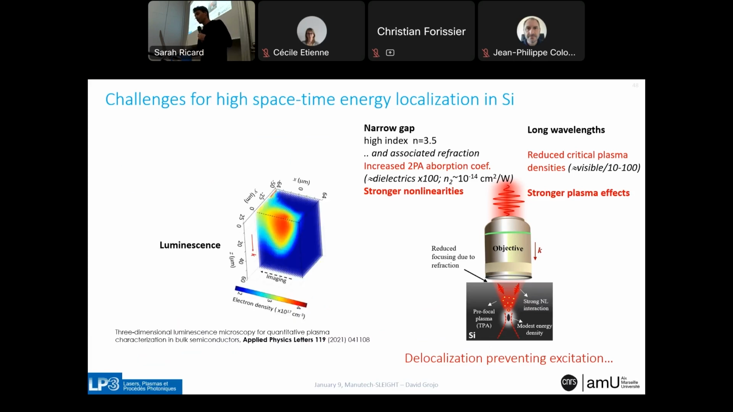for long times. In an experiment, you can look at this prefocal excitation, which can be done with luminescence measurements. If you look at the luminescence of the free carriers you create along the beam path, you see, for instance, in this experiment, a cone of light, but not much delivered at the focus.